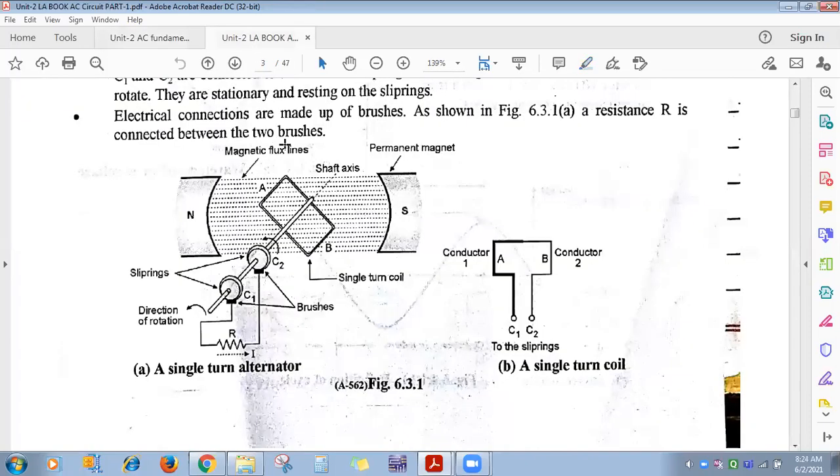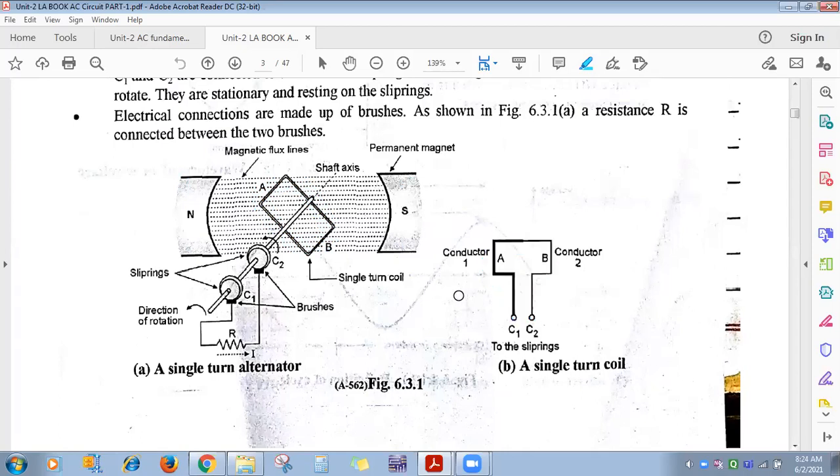You can see the same construction here also. Here the north and south pole is there, and this copper coil is there. You are giving mechanical input, which means you are rotating this coil, either in clockwise or anti-clockwise direction. It is made up of conductor.